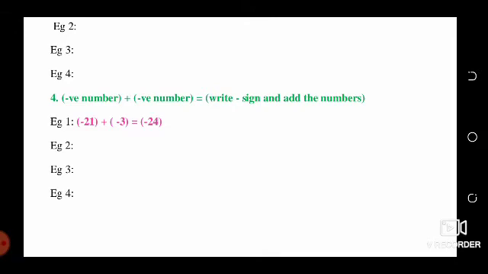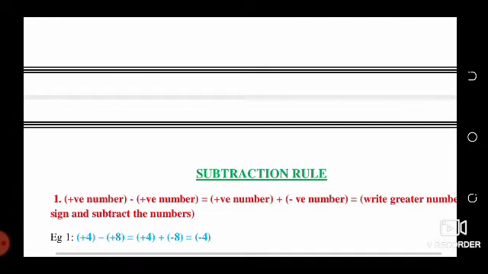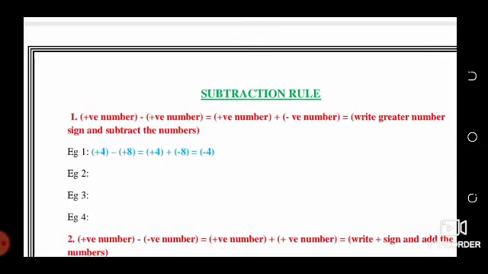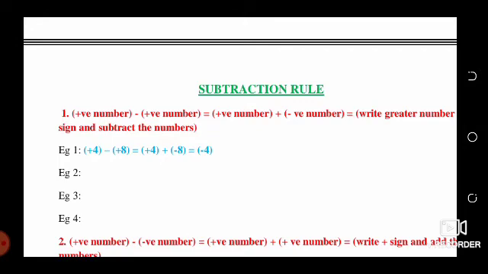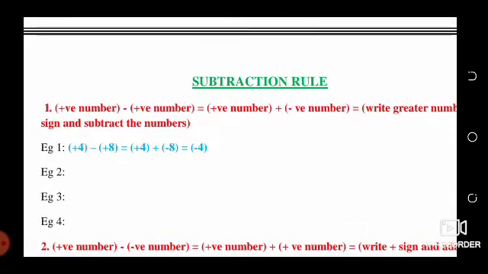Now let us move on to the subtraction rule. For the subtraction rule, the first one is a positive number subtracted from a positive number. For that, the first number, let it remain as it is. The first number is a positive number, let it be as it is. Now for the second number we have to change the sign, so a plus bracket minus negative number. So we have to change the sign for the second number.